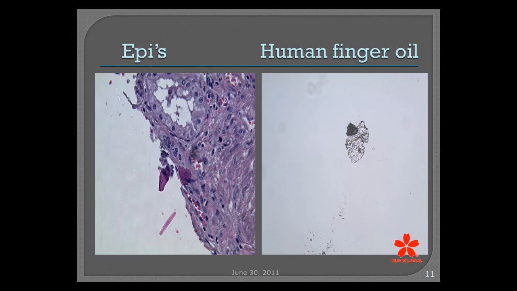Here we have pictures of, on the left-hand side, a couple of eosinophilic epithelials that are sitting on top of a specimen. And again, that comes from fingers touching fingers all over the slides, or fingers in the water bath, or fingers all over your slides, dust particles in the air, not covering your slides. And then on the right-hand side, we have an example of what human finger oil looks like.